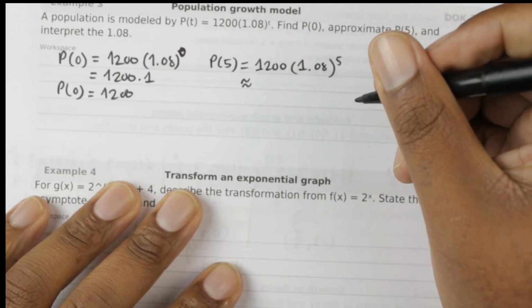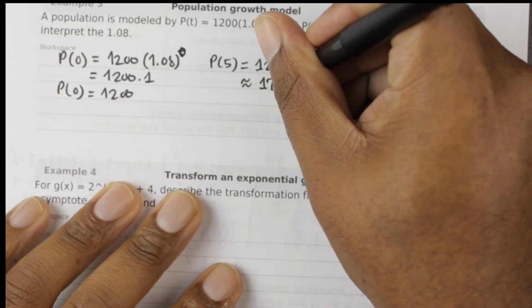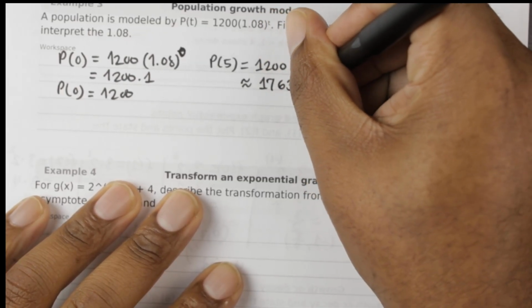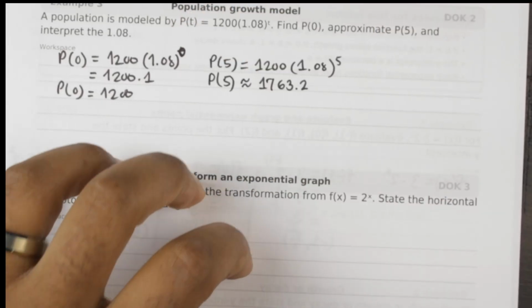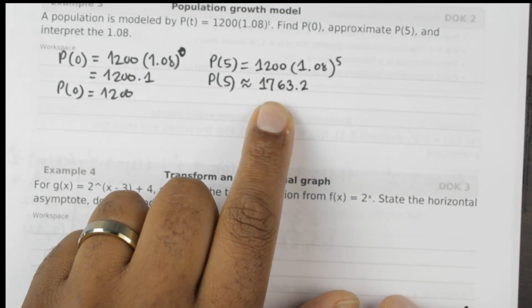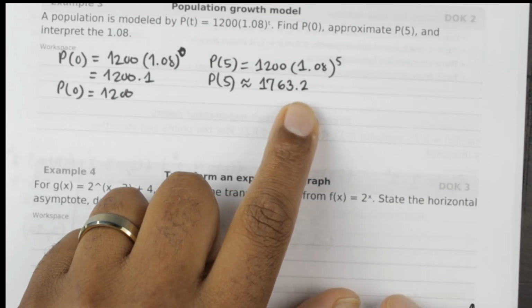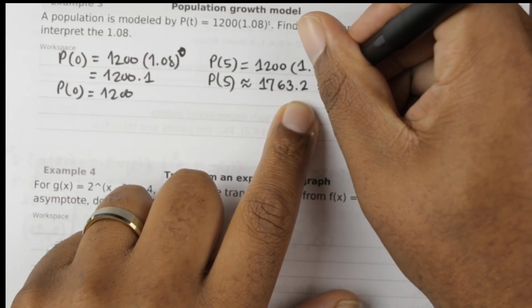So you could just put this in a calculator. That would give you about 1763.5. So since this is a population, we can round this. So you can round it to basically say 1760.